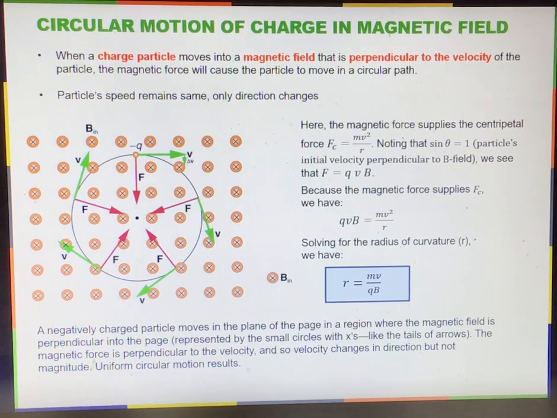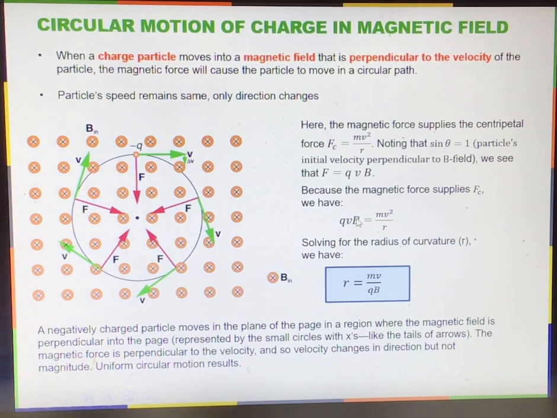So we can calculate the centripetal force using this equation right here. The centripetal force is just the mass of the charged particle times the square of the speed divided by the radius, where the radius is the radius of this circle. Now in this example, because the direction of the velocity vector is at 90 degrees with respect to the direction of the magnetic field, the angle is 90 degrees. And since the angle is equal to 90 degrees, the sine of 90 is equal to 1. So I can calculate the magnetic force on the charged particle using this equation. It's just given by Q times V times B.